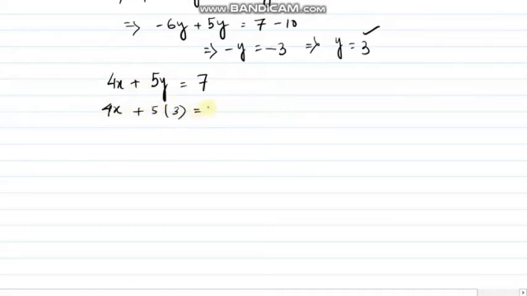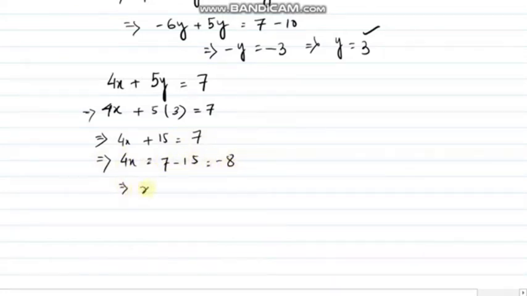4x plus 5 into 3 equals 7. So 4x plus 15 is equal to 7. 4x equals 7 minus 15, which is equal to minus 8. And x will be equal to minus 8 divided by 4, which is equal to minus 2. The value of x is minus 2 and y is equal to 3.